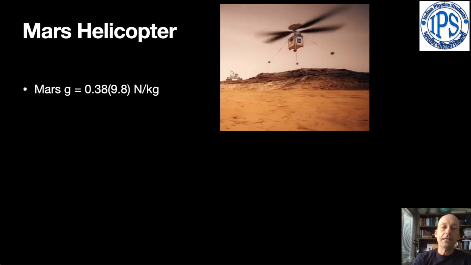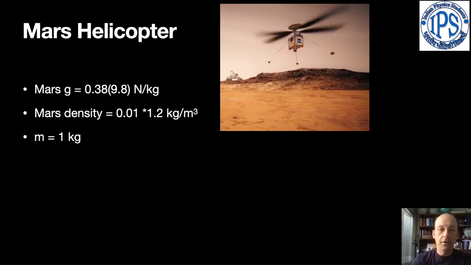So it has a mass. The Mars helicopter is different, right? Because we have a lower gravitational field and we have a lower density of the atmosphere. So, how do you make that fly? That's the gravitational field on Mars. It's 38%. The density of air is 1% of that on Earth. The mass of the helicopter is 1 kilogram. NASA lists its power at 200 watts.